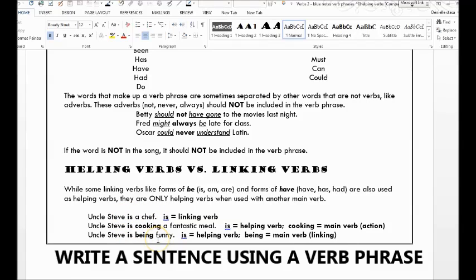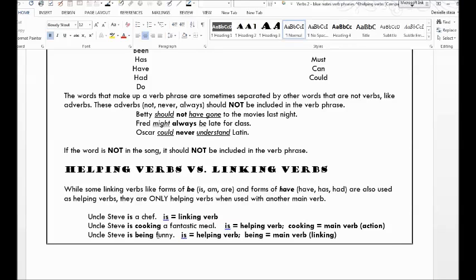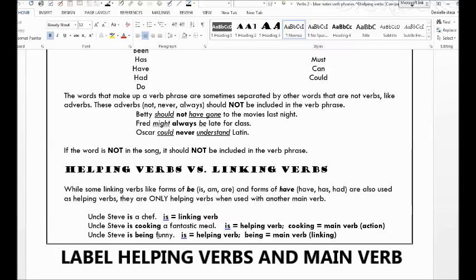Your assignment is to write me a sentence that uses a verb phrase. Please identify the verb phrase, underline it, bold it, something, and then you need to specify which words are the helping verbs and which word is the main verb. There'll only be one.